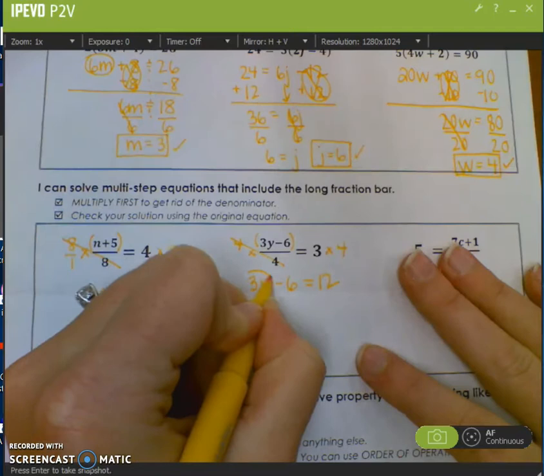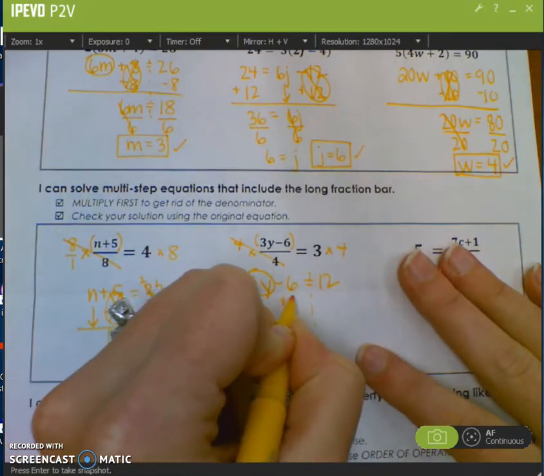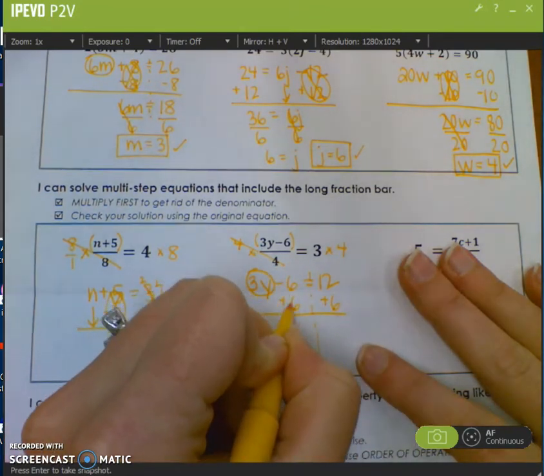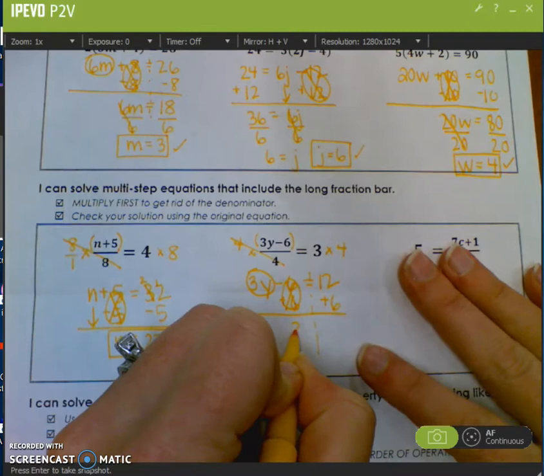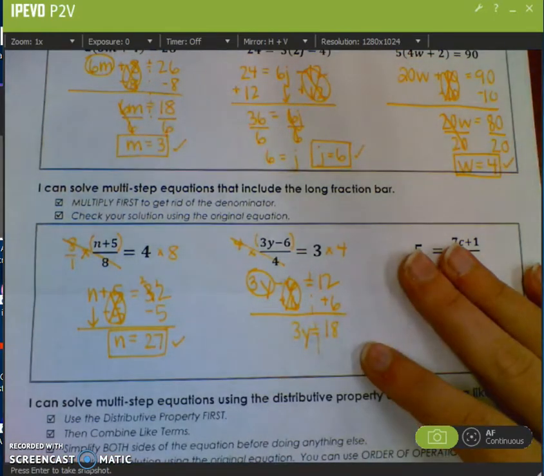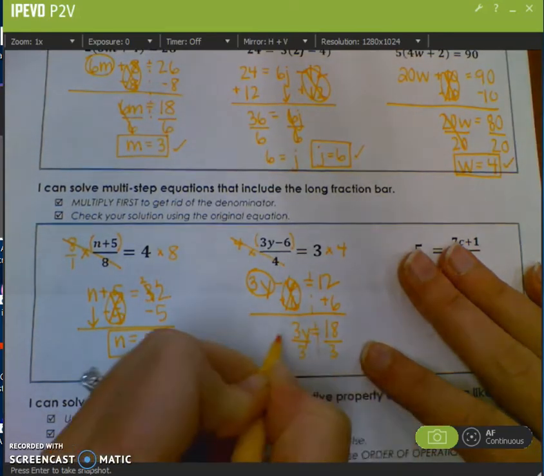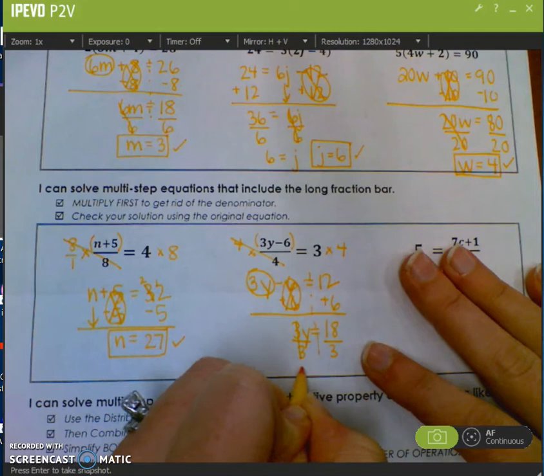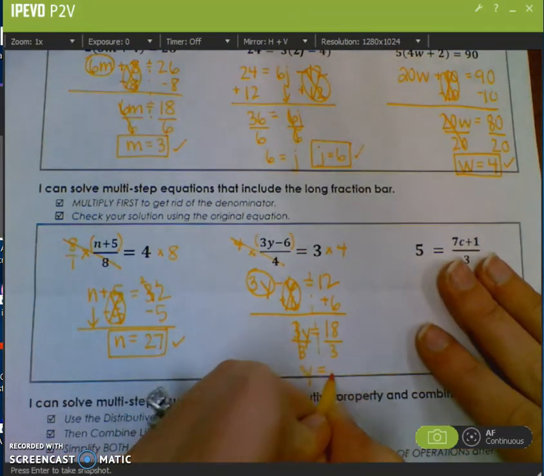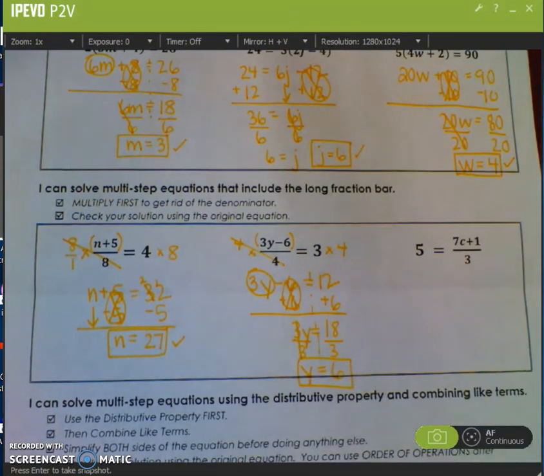Now I'm trying to get 3y all by itself, so I'm going to use the inverse of subtract 6. And I'm going to add 6 to both sides first. Negative 6 and positive 6 cancel. So I have 3y equals 18. The inverse of multiplying by 3 is dividing both sides by 3. So 3 divided by 3 is 1, and I'm left with y on that side. 18 divided by 3 is 6. And I got y equals 6 as my answer.